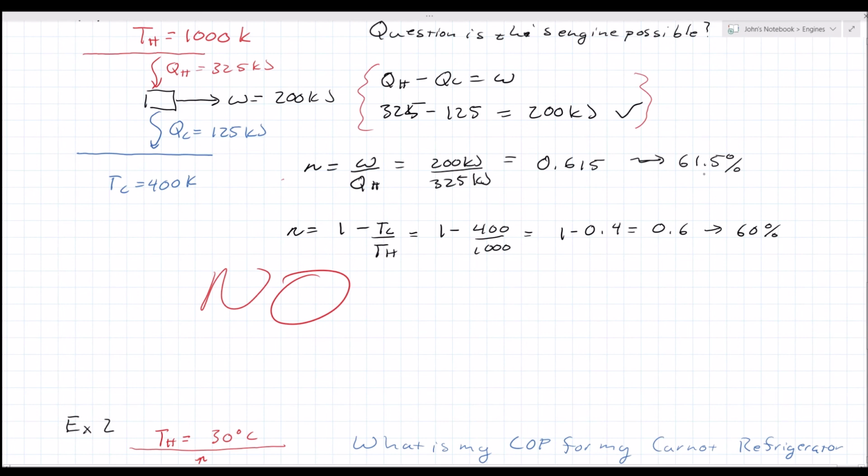Therefore, this efficiency is not possible between these two temperature differences. Therefore, this engine cannot supply 200 kilojoules of work. This engine is not possible. Or I cannot get 200 kilojoules out. I will get less than 200 kilojoules out.